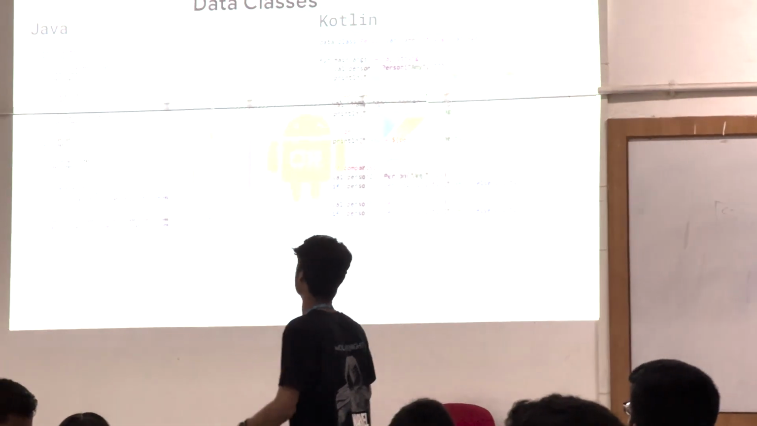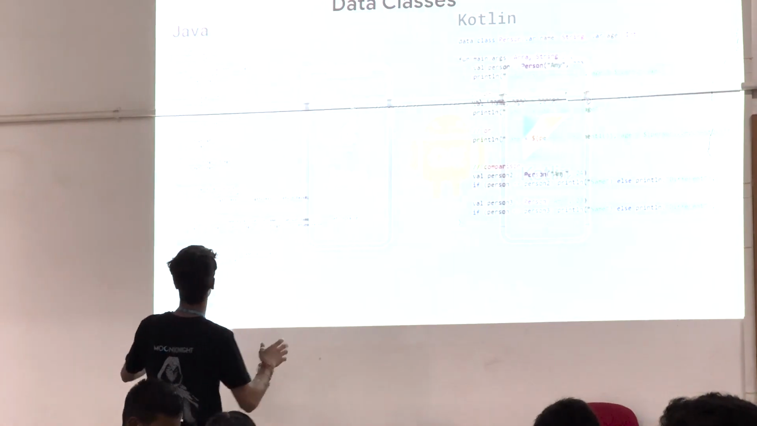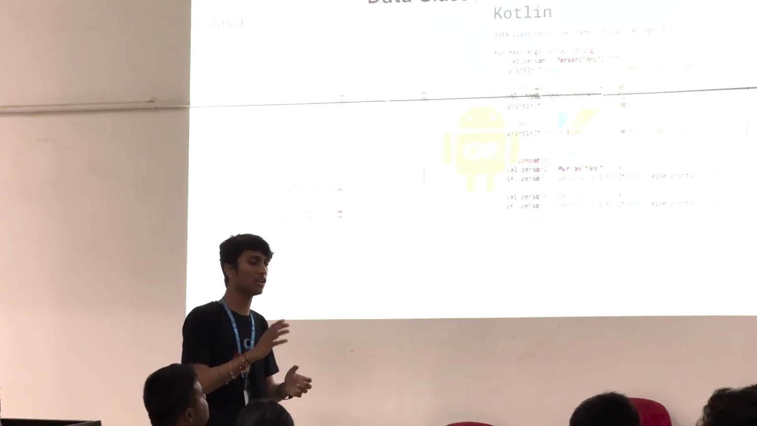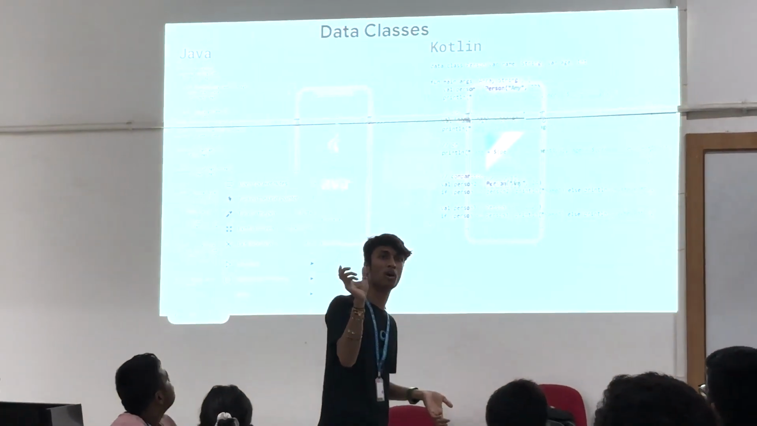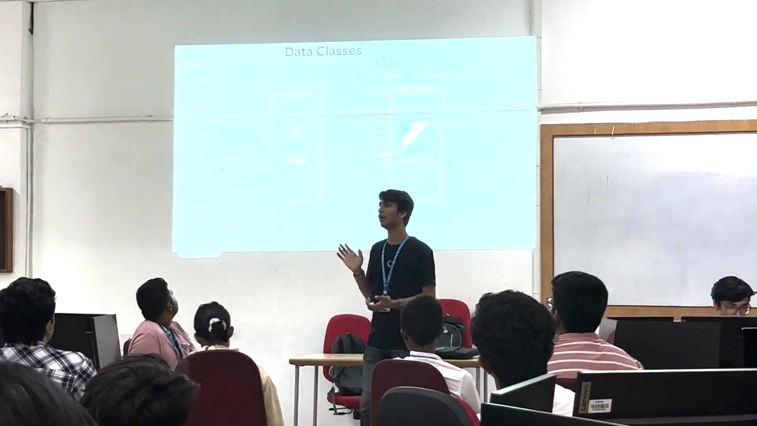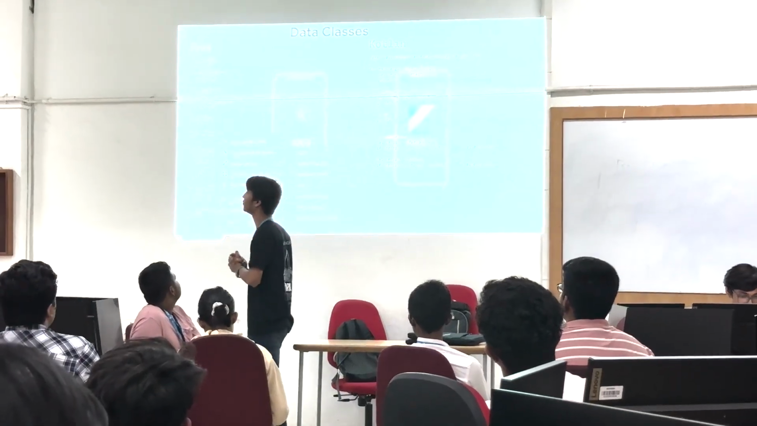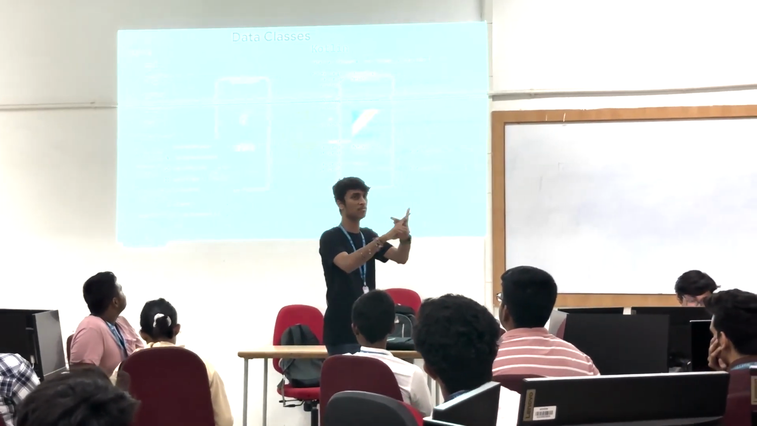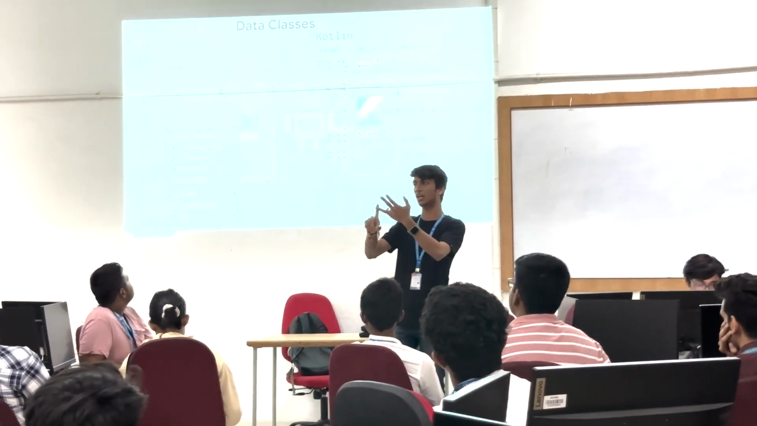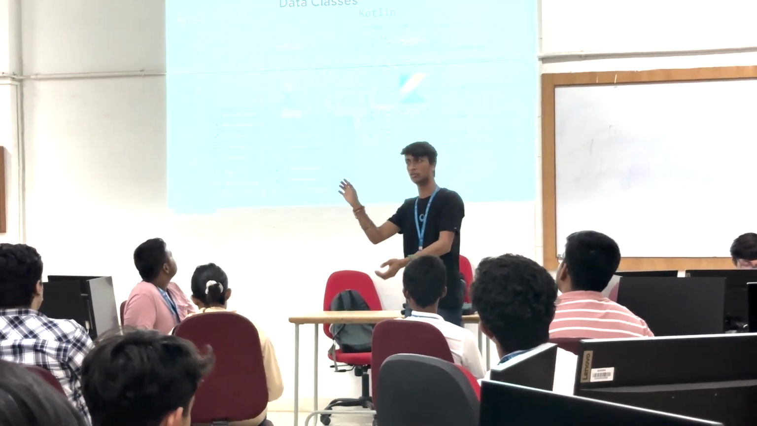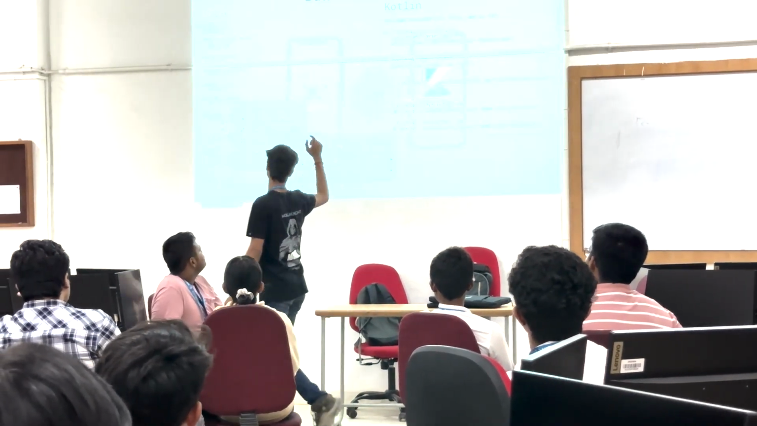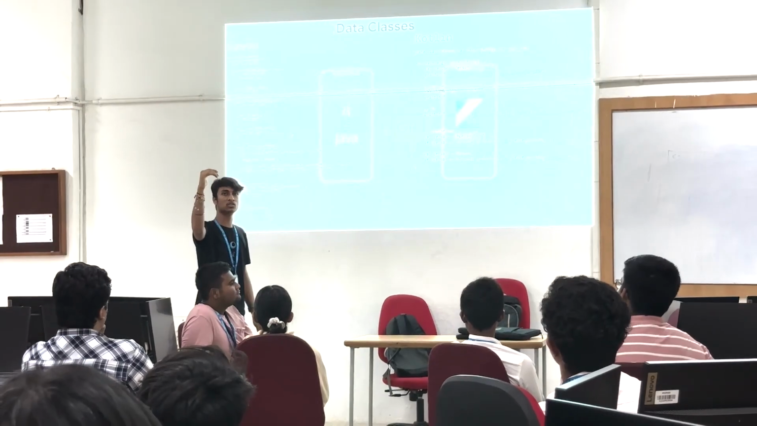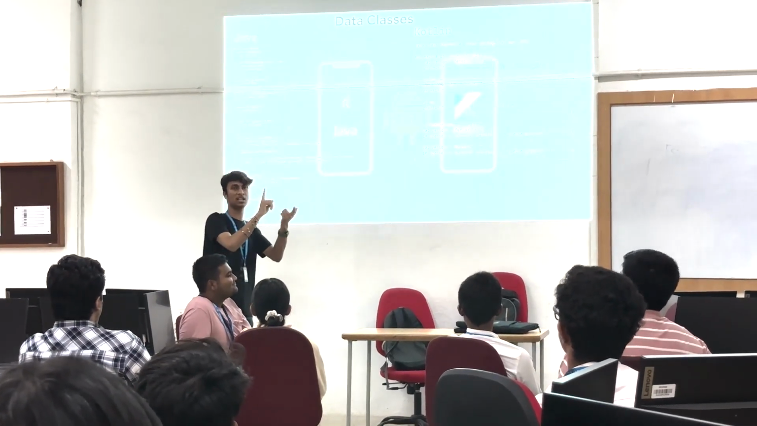Okay, data classes. Now it's a little detailed topic. In Java, when you make your own class, your own object, for example, you are working on an application and you will have the user details: the user name, password, and age. You have to store it, and you define a user object class named user. In the user class, you have to make the default constructor.